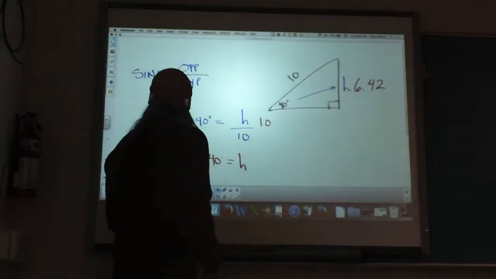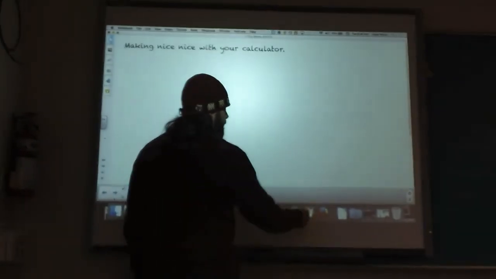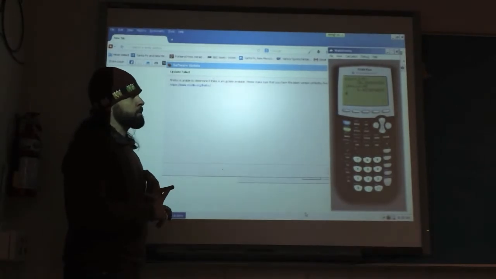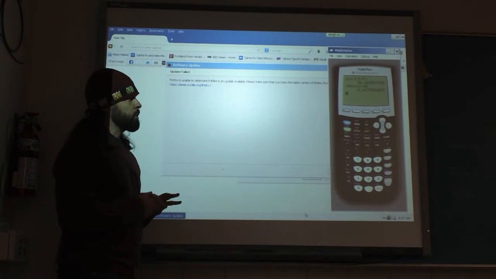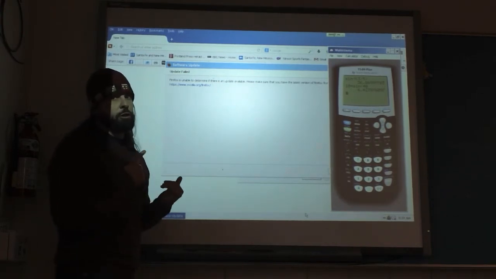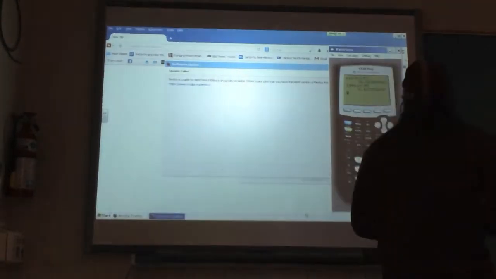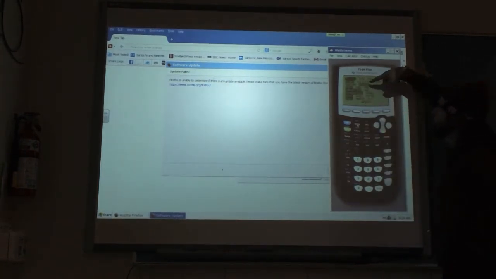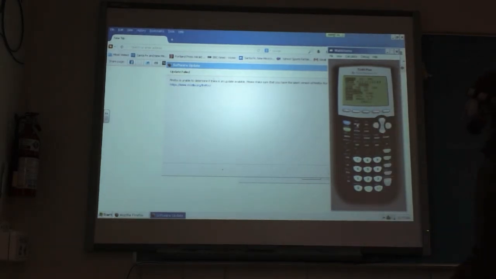One last thing, and that is making nice with your calculator. Trig can be done in degrees or in radians, and the difference really comes down to whether you want to focus on circles or focus on triangles. So for now, we're going to focus on triangles, and so you want to make sure your calculator is set on degrees, otherwise all your answers will be wrong. The way to do that is you go to the mode button, and you get a list of stuff, and on the third line it says radian or degree, and make sure it says degree.